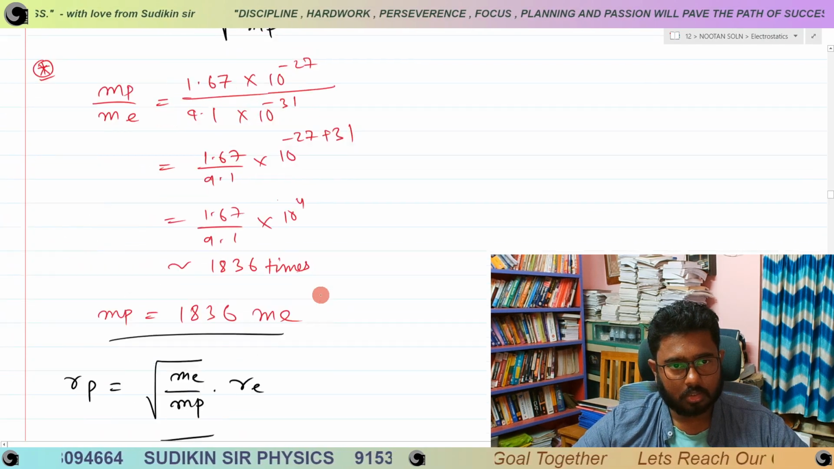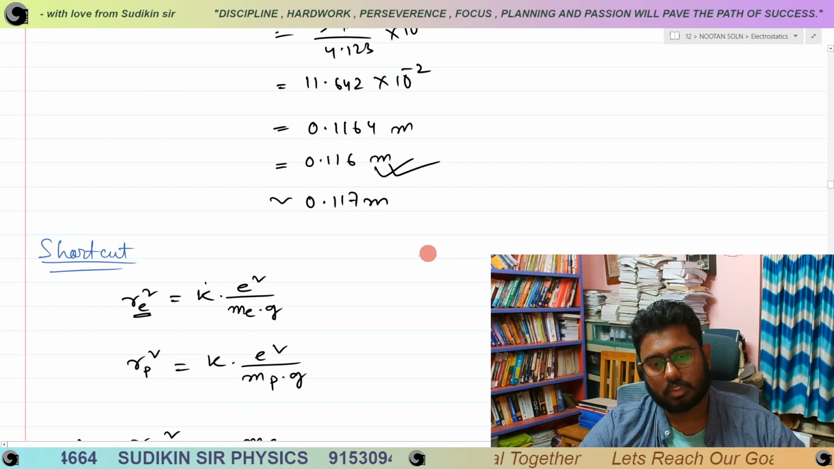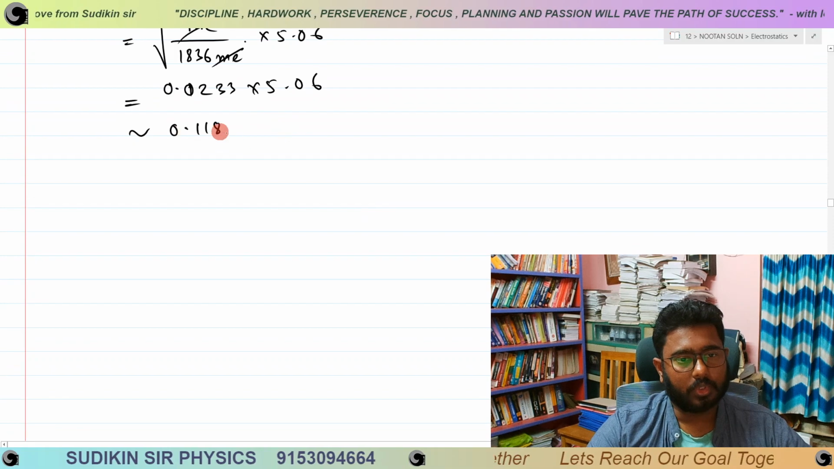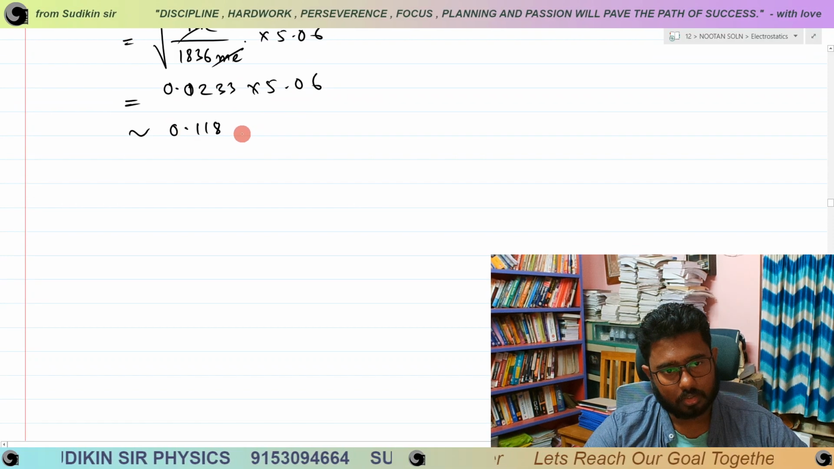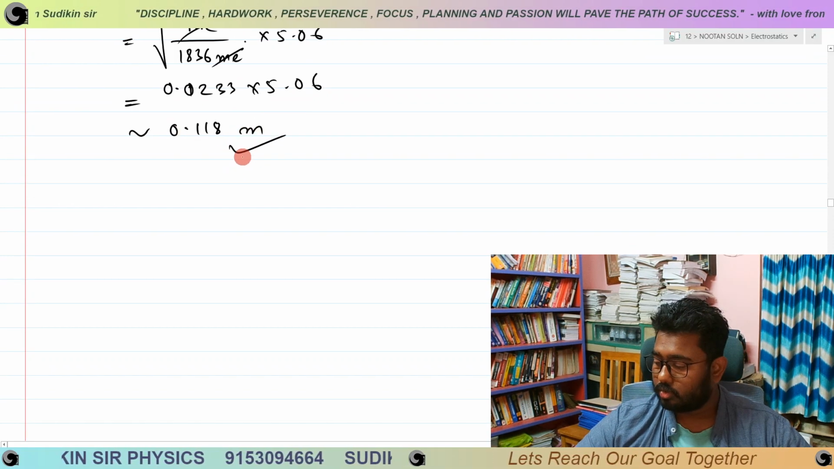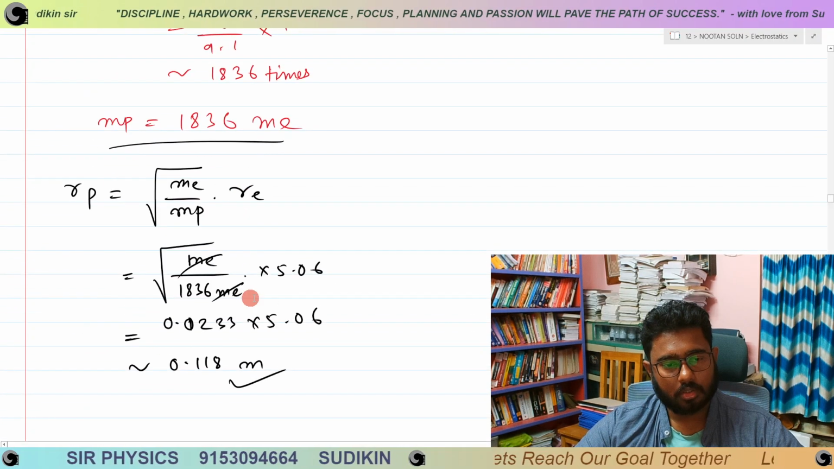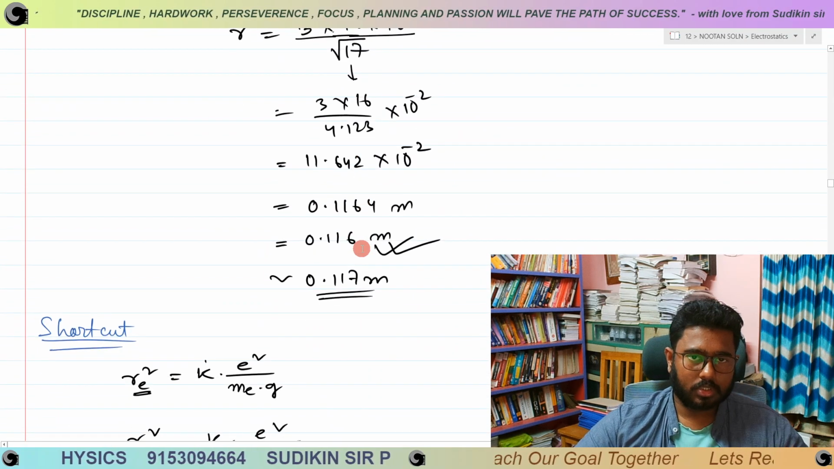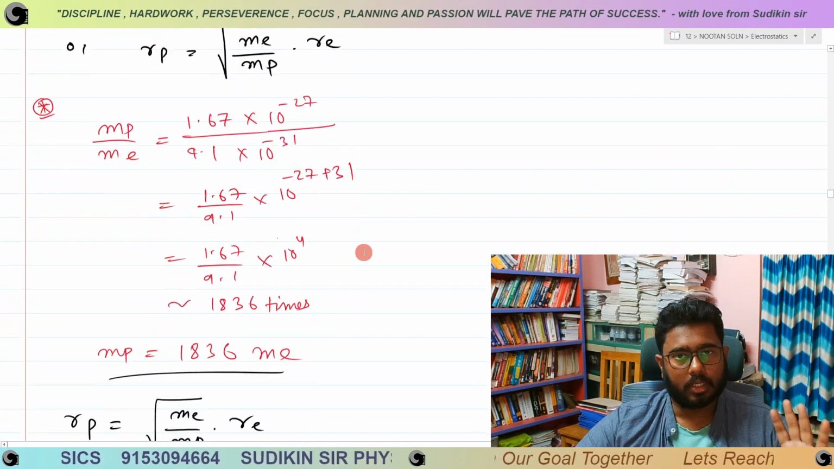See, it is coming near to this value, right? So that is also a way of doing it, and this answer is also right. Okay, so you can do it in the shortcut way, or you can do it in the traditional way. Whatever the process you use, both of them are perfectly right.